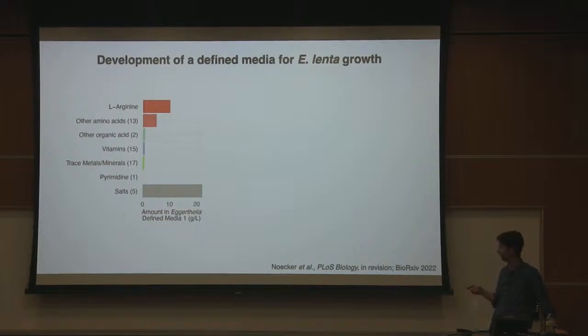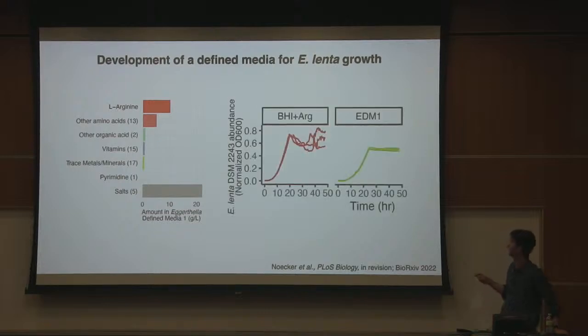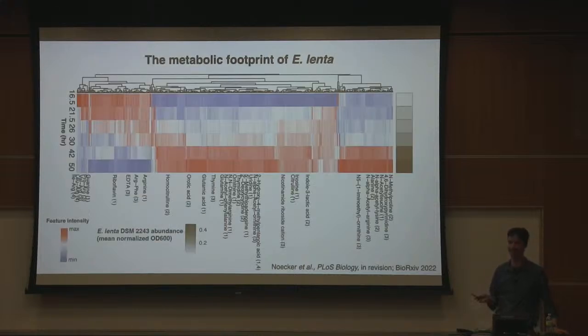This is the final formula for her defined media, number 1. And you can see that this media actually does pretty well, so we reach ODs that are somewhat comparable to what we normally see in BHI for the type strain of Elenta. And so now that we have this defined media, we could run different time points from in vitro growth of Elenta on the untargeted metabolomics pipeline.